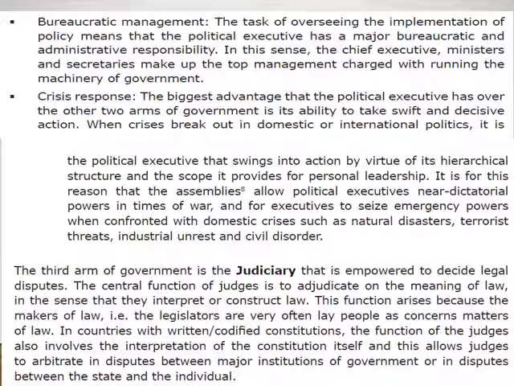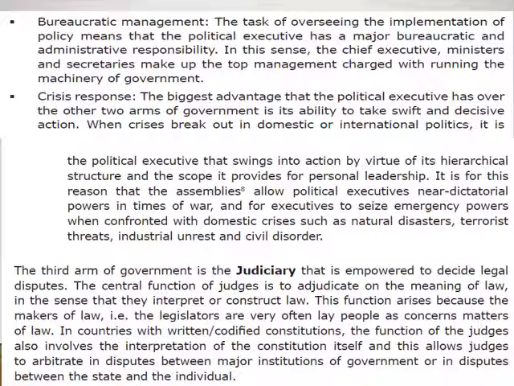Let's talk more here also about the third arm of government, the judiciary authority. It is empowered to decide legal disputes, to decide the legal track, the legal frame, the legal structure, and the constitution. The central function of judges is to adjudicate on the meaning of law, in the sense that they interpret or build the law, construct the law.